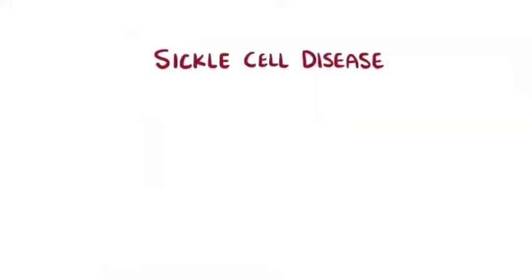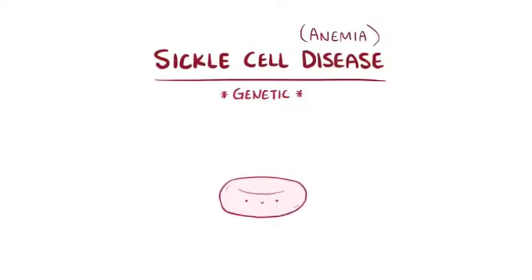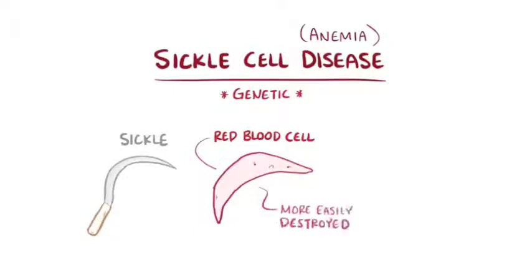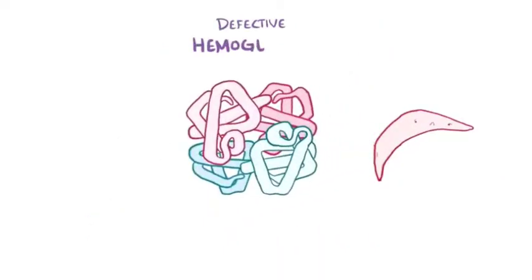Sickle cell disease, also called sickle cell anemia or just sickle cell, is a genetic disease where red blood cells can take the shape of a crescent or sickle, and that change allows them to more easily be destroyed, causing anemia, among other things. Sickle cell disease is caused by defective hemoglobin, which is the oxygen carrying protein in red blood cells.